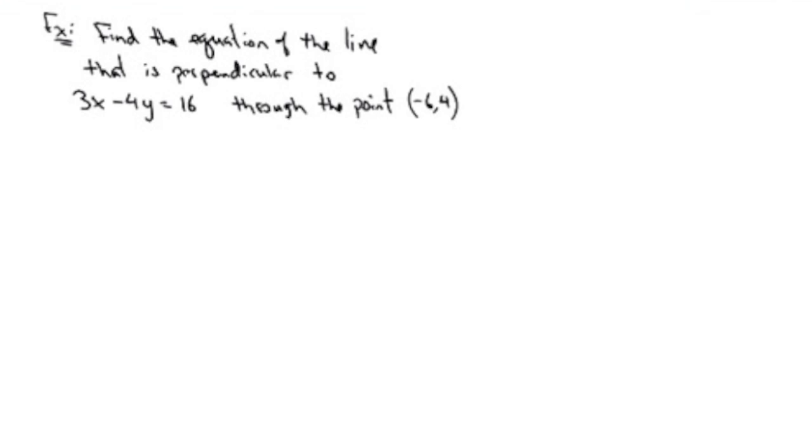I have a point, negative 6, 4. So I'm going to use this for part of my equation of my line. What am I missing? Slope. Where's that going to come from? Well, it better come from whatever's left over here, the 3x minus 4y equals 16. So how do I find the slope of just this line? Using the x and y. The hidden direction. Solve the equation for y.